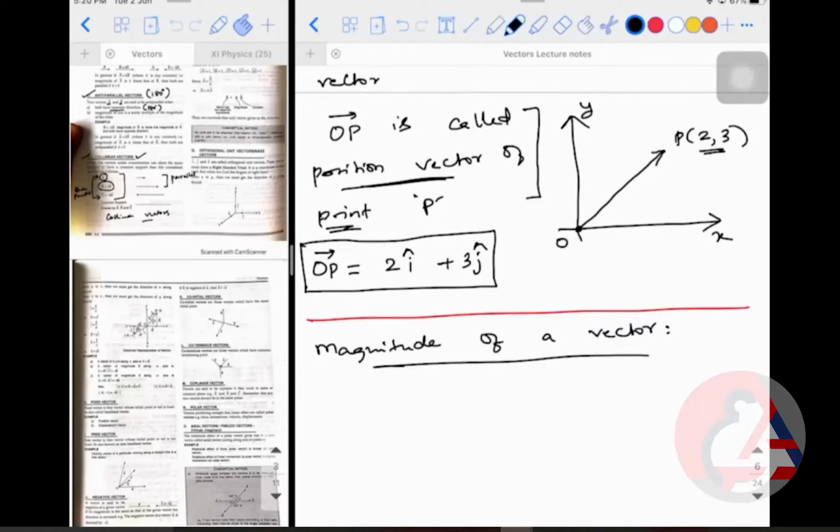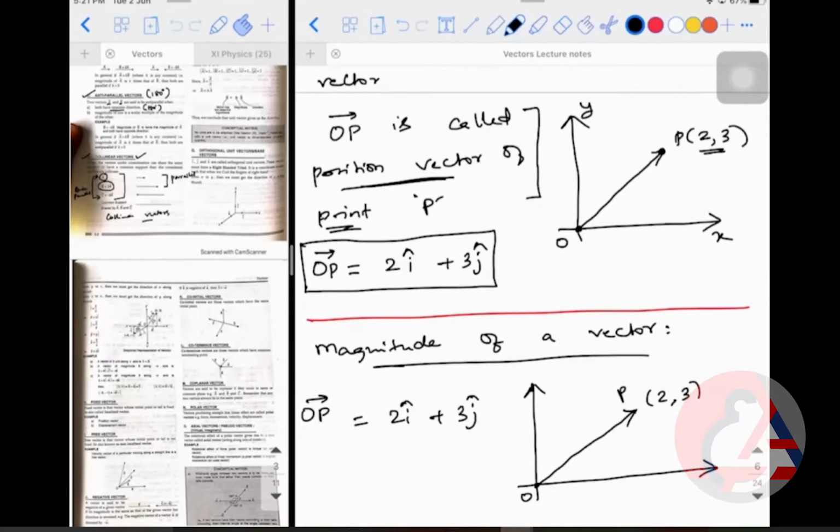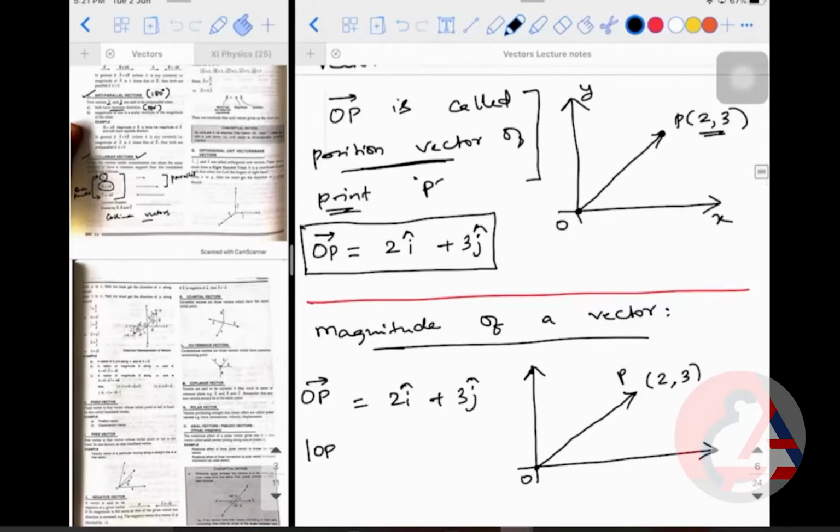So let's see what the formula is. I'm going to stick to the same example. Same point (2, 3). If this is O and this point is P, then OP vector is equal to 2i cap plus 3j cap. Now I want to find the magnitude of OP vector. Can someone tell me what the value is going to be? When I say magnitude, it is the distance between this point and this point.